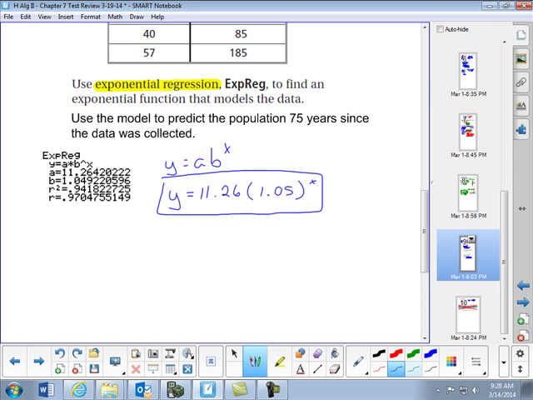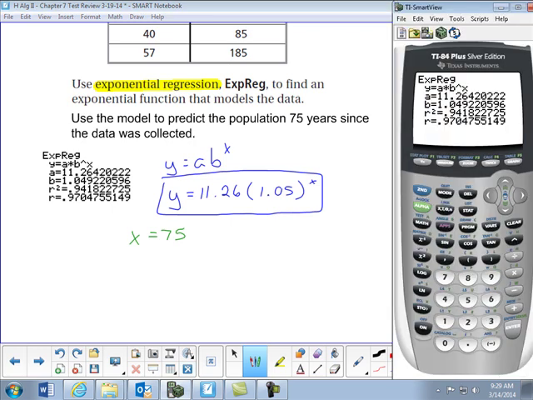Okay. Now it says in part 2, use the model to predict the population 75 years since the data was collected. So now they're saying x is 75. Now, we could put x as 75 here, but I am not going to allow you to do that because these are rounded numbers. And it wasn't exactly 11.26 and exactly 1.05. It was these big, long decimals. So we are going to use our calculator to do this.